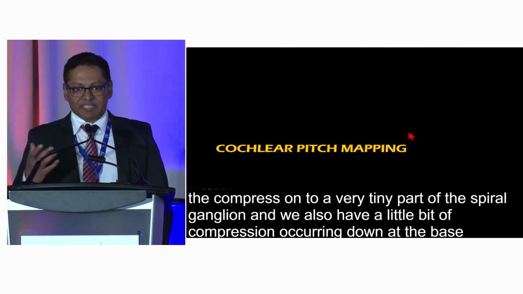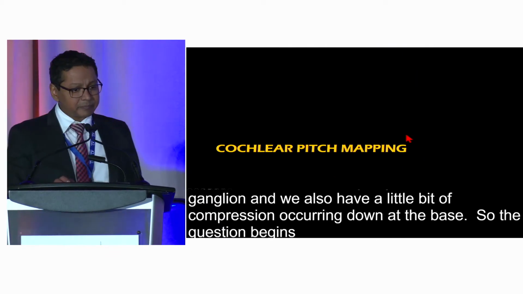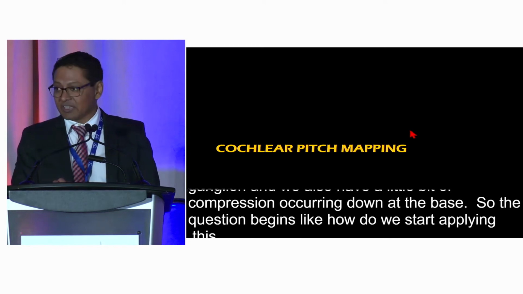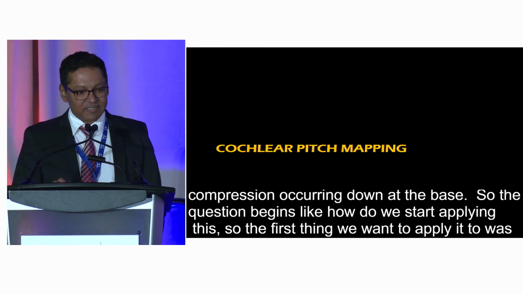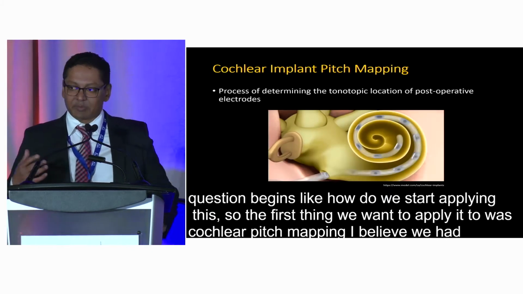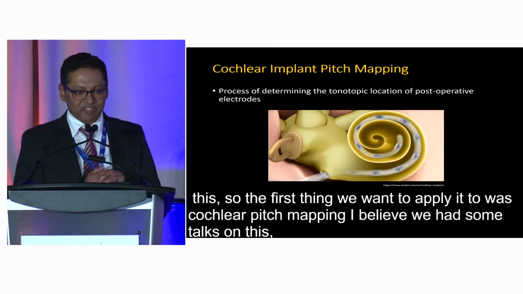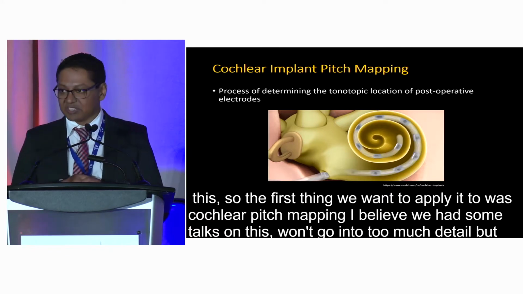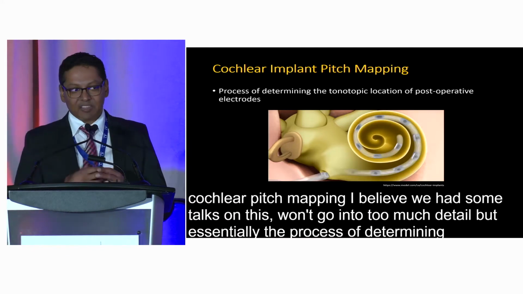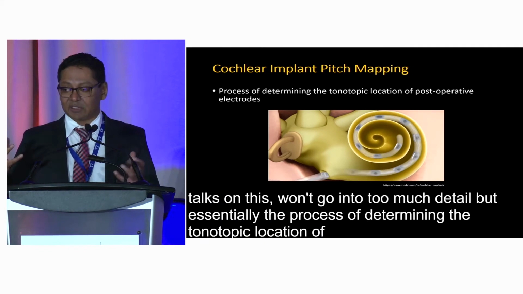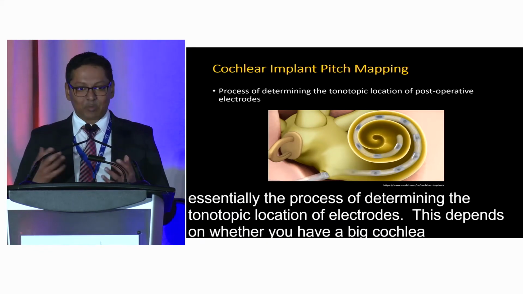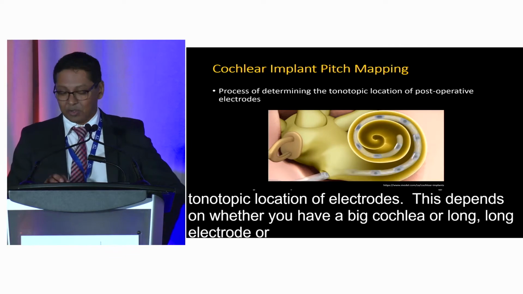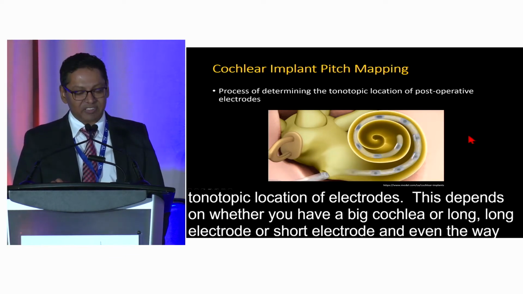So the question becomes, how do we start applying this? The first thing we wanted to apply it to was cochlear pitch mapping. I know we've already had some talks on this in this conference, so I won't go into too much detail, but cochlear pitch mapping essentially is the process of determining the tonotopic location of your postoperative electrodes. And as we all know, this depends on whether you have a big cochlea or a small cochlea, if you have a long electrode or a short electrode, and even where the electrode sits in any individual cochlea. So there's a lot of parameters that go into this.